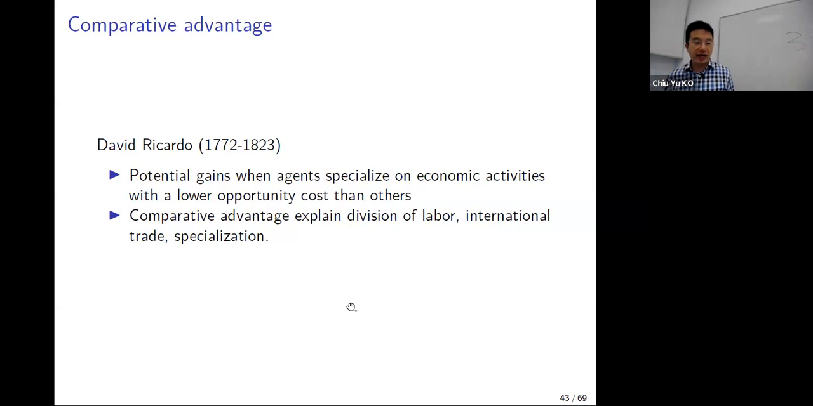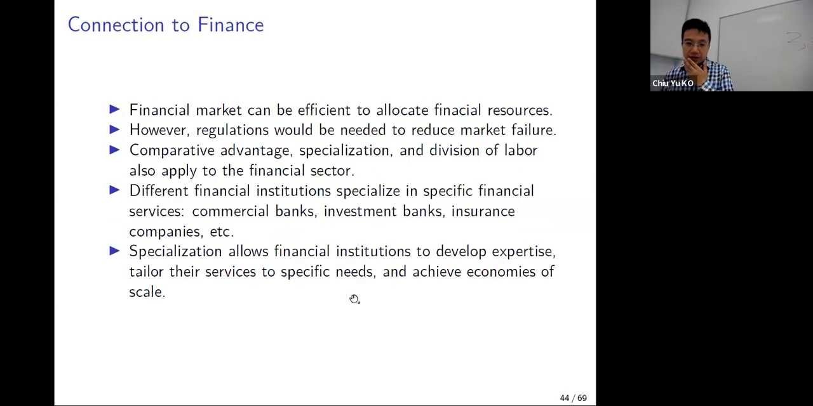And one of the cases is what we call the trade war. You will probably touch on some of those, but we will not go into detail because of time. So probably you would wonder how all this econ stuff relates to finance. We'll talk about that in the next section. After the break, we'll look at how financial markets can be efficient in allocating financial resources.